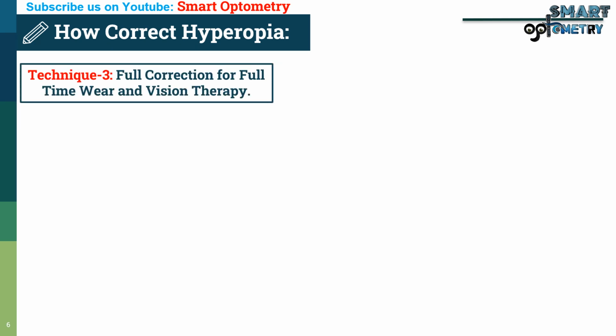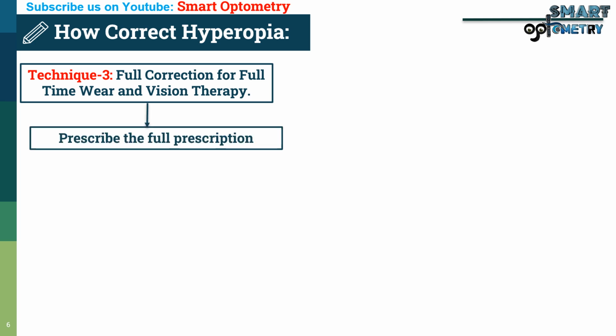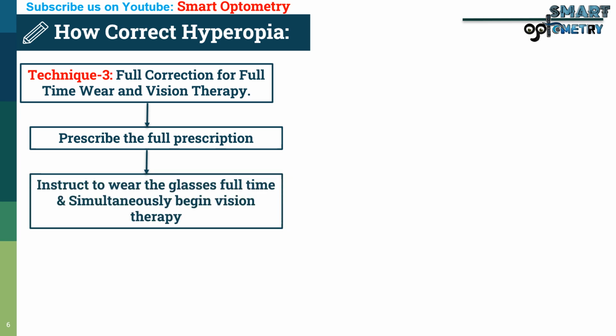Technique 3. Full correction with vision therapy. In this third approach, we prescribe the full correction right from the start, instruct the patient to wear it full-time, and combine it with vision therapy. This method is proactive, aiming to improve PFV while the patient adapts to their full prescription.